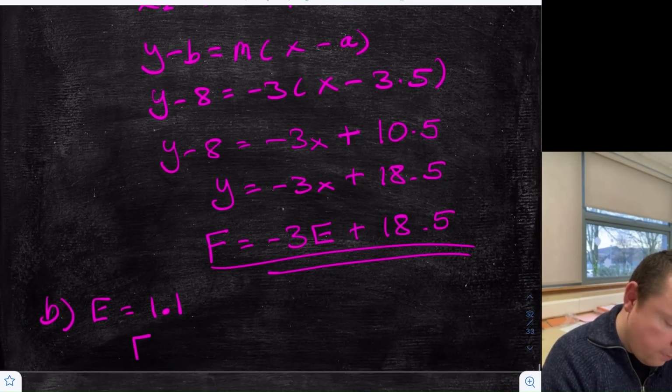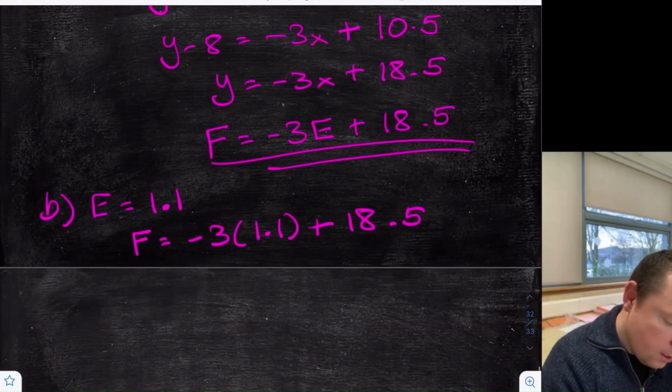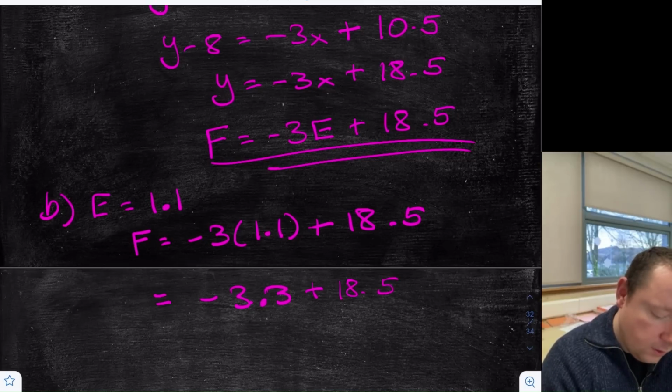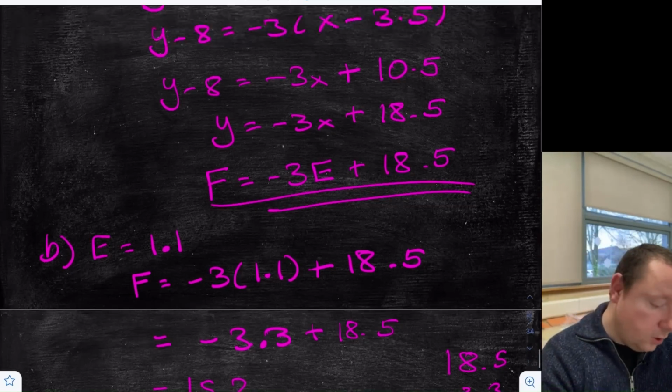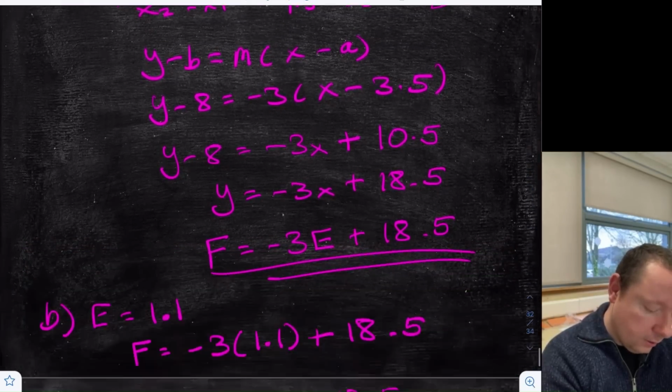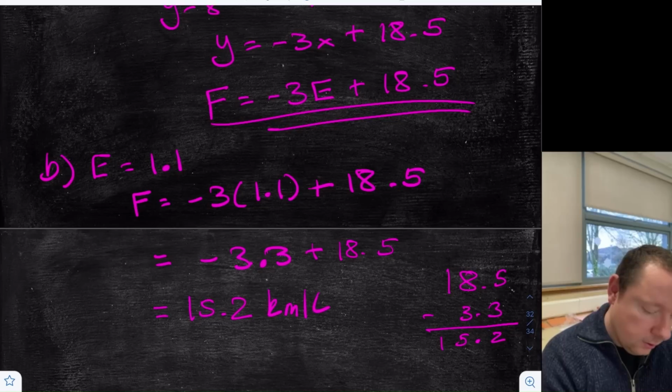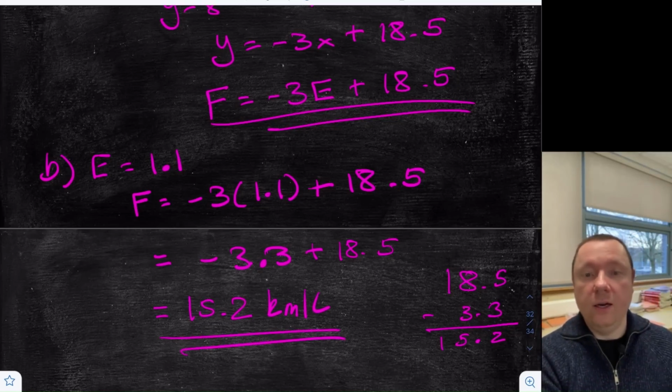So that means that f equals minus 3 times 1.1 plus 18.5. That equals minus 3.3 plus 18.5. And if you can't do that sum, you can just at the side do 18.5 minus 3.3 to get 2. 8 minus 3 is 5 and 1. So you get 15.2. And the units were given to us, kilometres per litre. Kilometres per litre. And we're done there for our final mark.